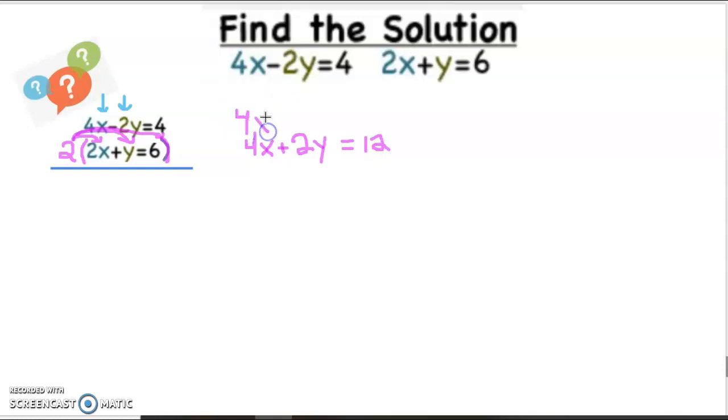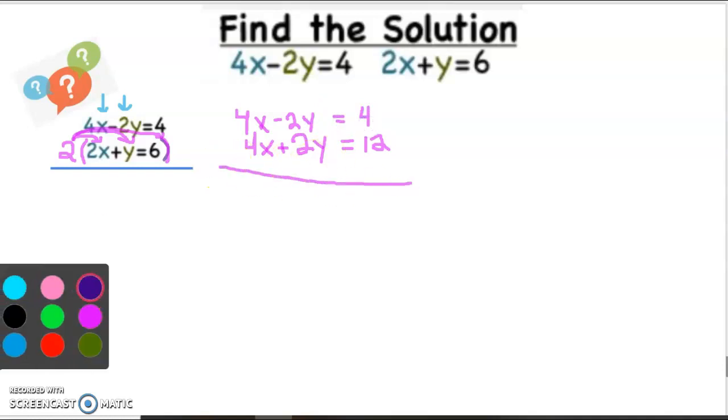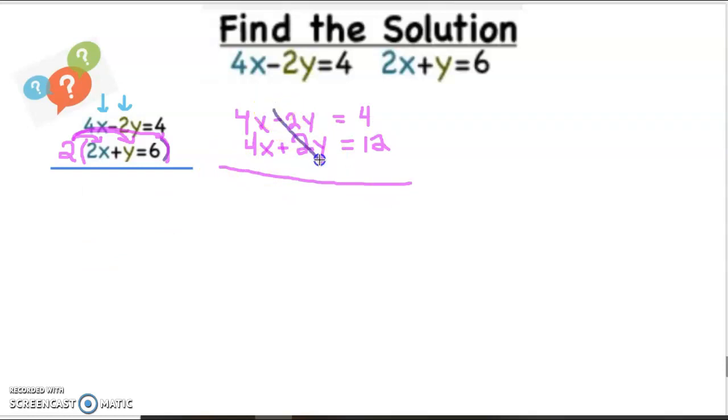Okay, so now I've gone ahead and I've rewritten that equation, and I'm going to write the first equation now right above it. So remember, now that I've multiplied every single term by a positive 2, it has created the opposite y values, which is awesome. Let me change colors here. So these y's will now cancel out because negative 2y plus 2y is 0. Everything else I just combined together. 4x plus 4x is 8x. 4 plus 12 is 16.